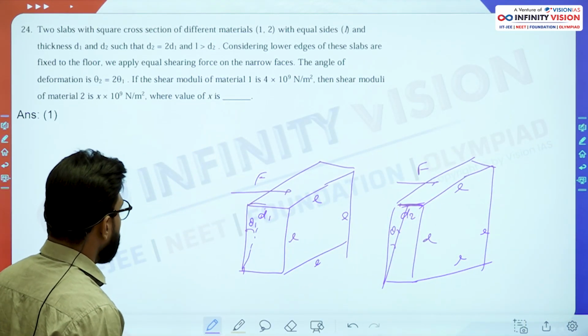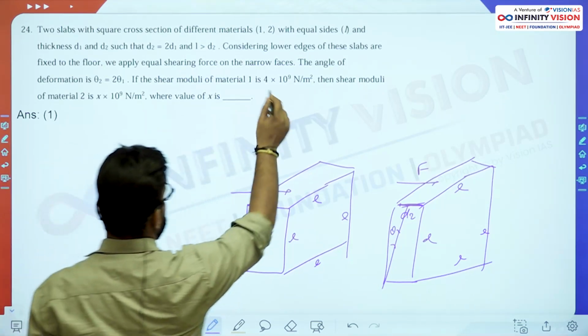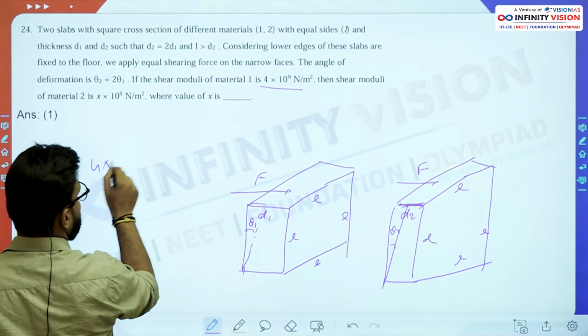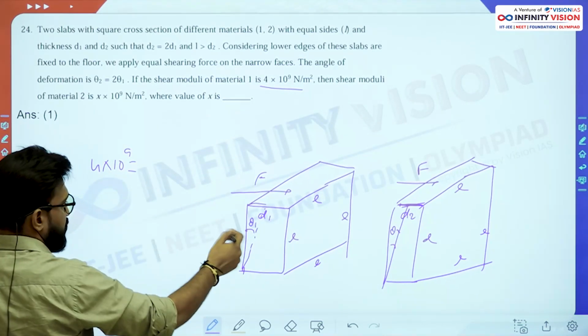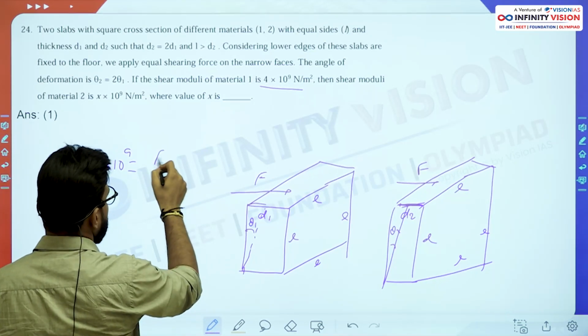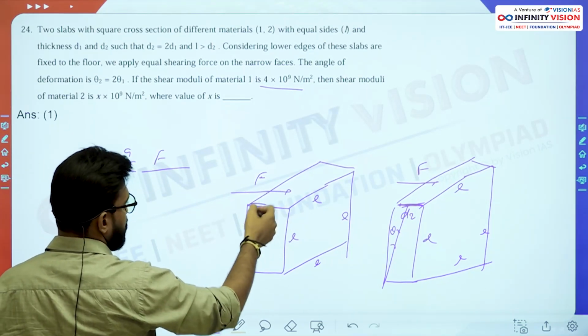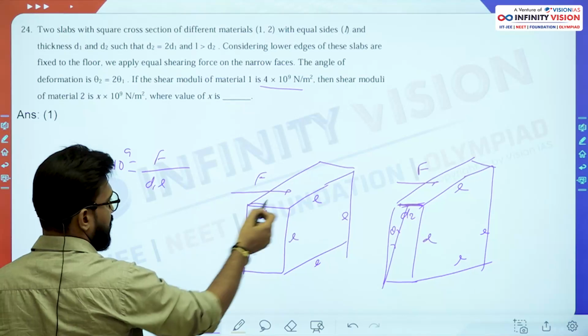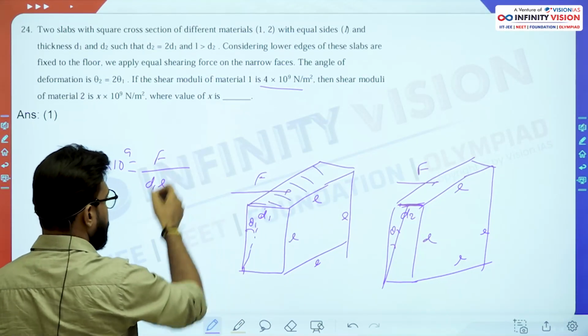Okay, from this we can easily calculate. Shear modulus is given to you as 4 into 10 raised to power 9. We're going to calculate the shear modulus, which is nothing but force per unit area. This upper area is d1 into L. This area, force per unit area.